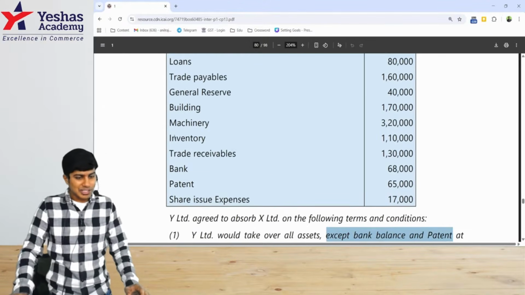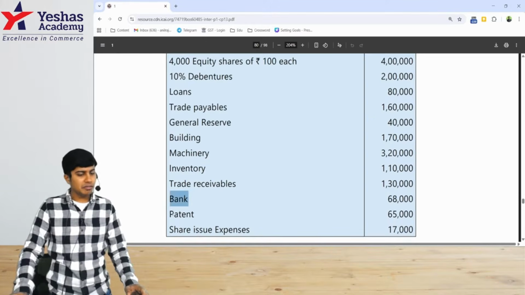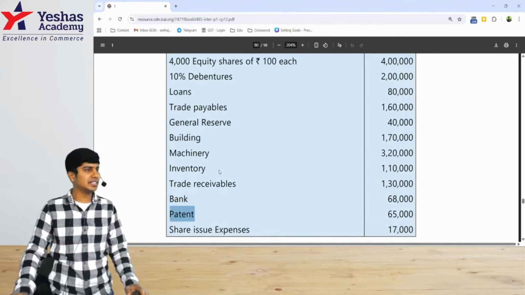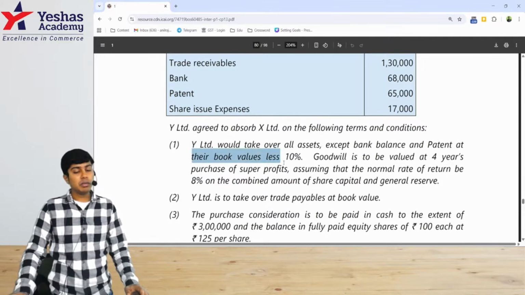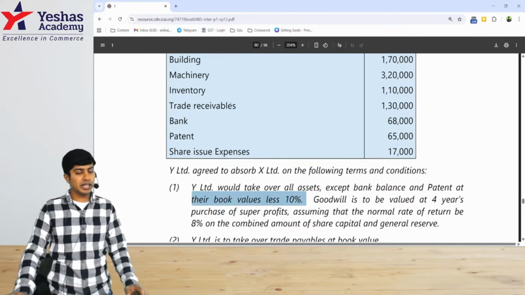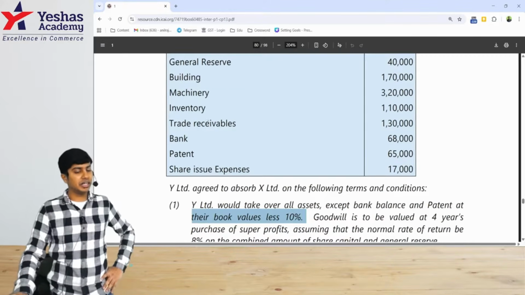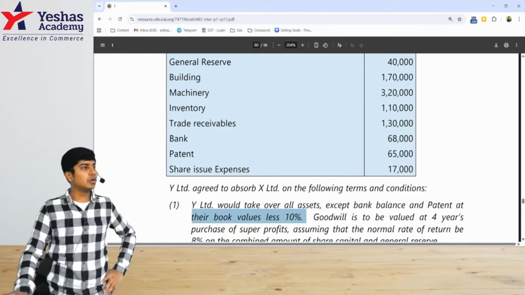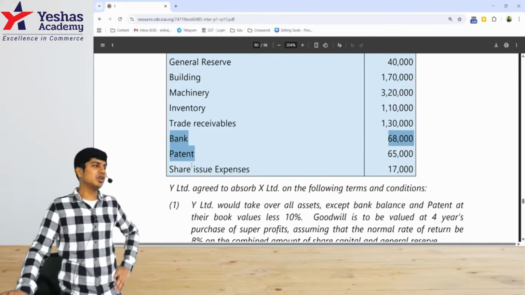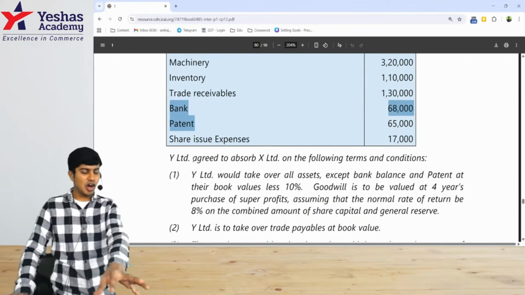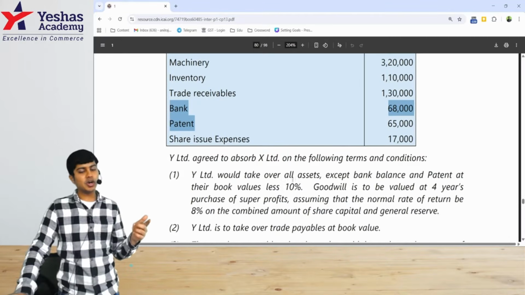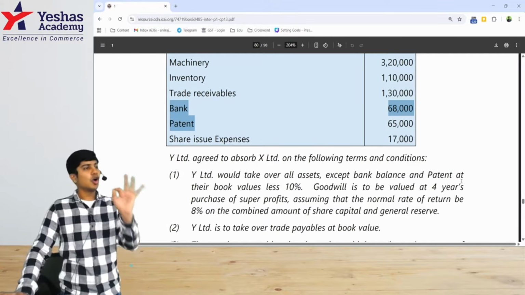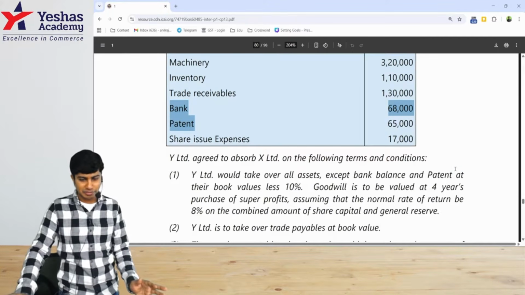So we aren't taking over bank, we aren't taking over patent. Other than this, all other assets are taken over. Then at what value are we taking them over? Taking them over at book value less 10%. So we are taking over building, machinery, inventory, trade receivables at book value less 10%. Bank and patent are not taken over. Share issue expense is anyways not an asset. Little tricky, yeah? They should have used commas a little wisely. They haven't, but you be aware that Y Limited would take over all assets except bank and patent. Comma, should have given a comma here.